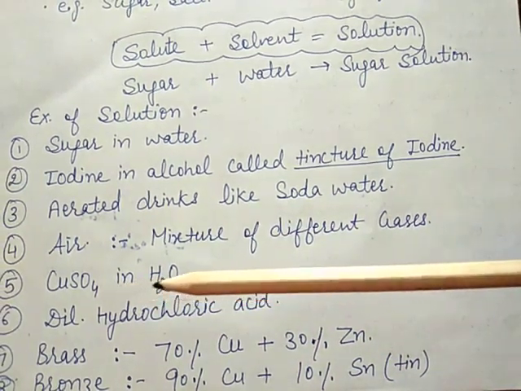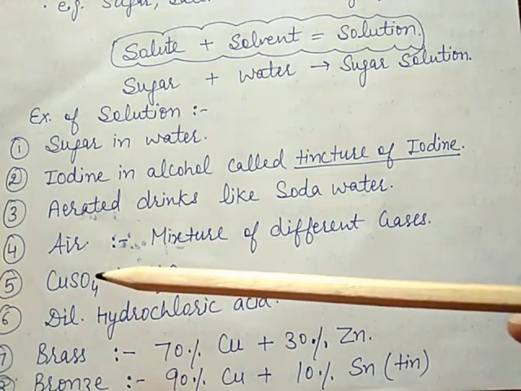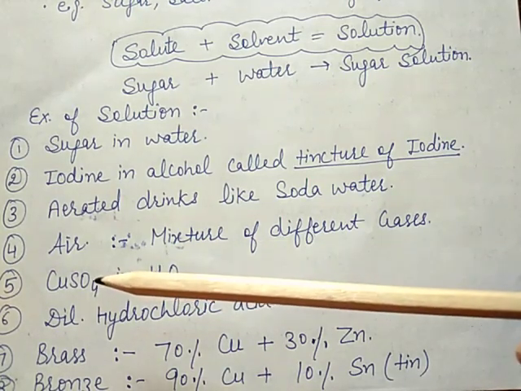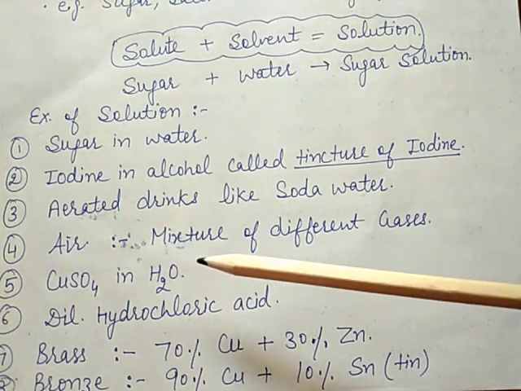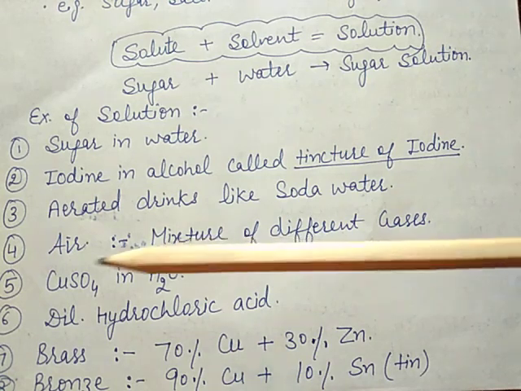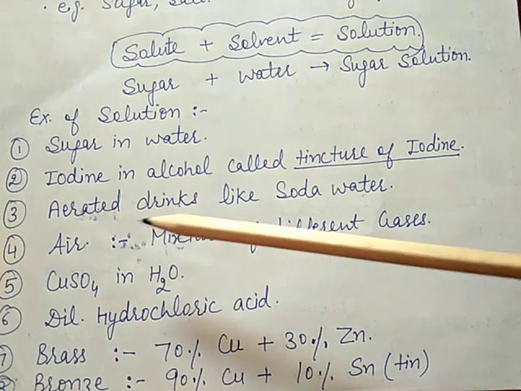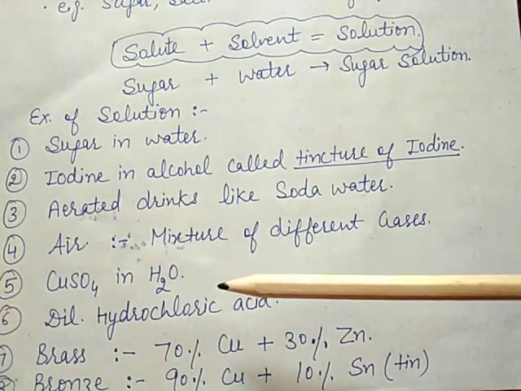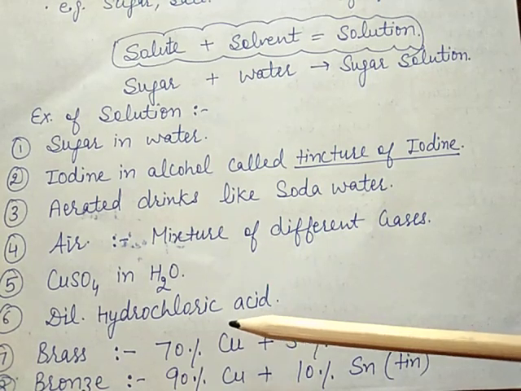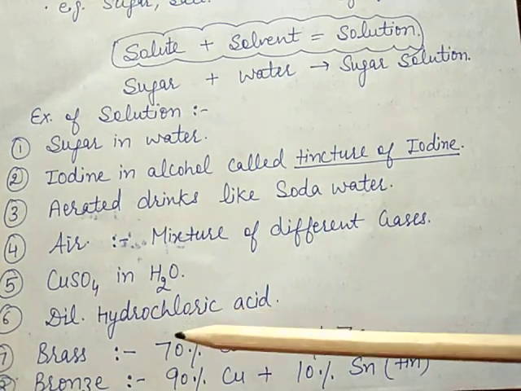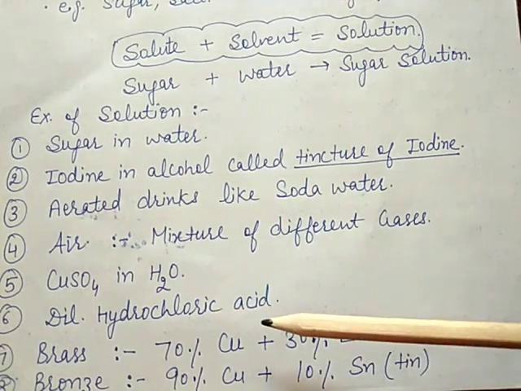Next, copper sulfate in water. Copper sulfate is blue in color, so it acts as a solute which is present in less quantity, and here water acts as a solvent, so its solution is solid in liquid solution. The overall solution is blue in color. Next, dilute hydrochloric acid. In this case, both solute and solvent are liquid, so it is a liquid solution.